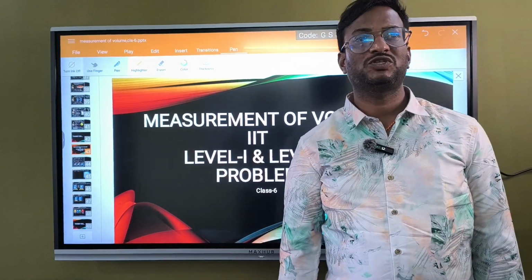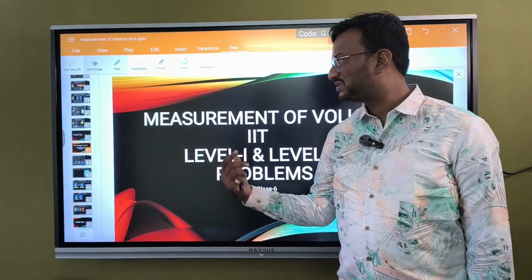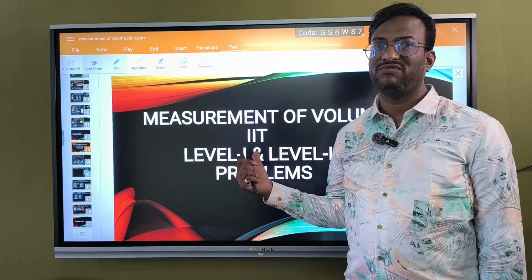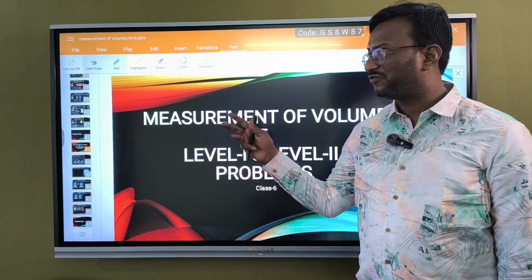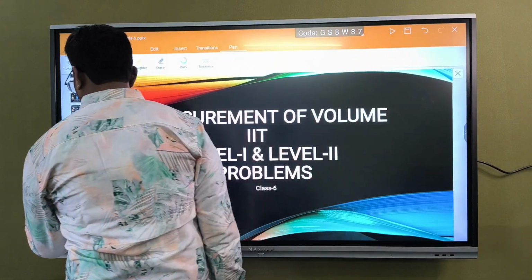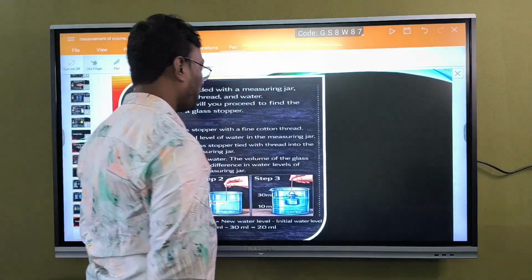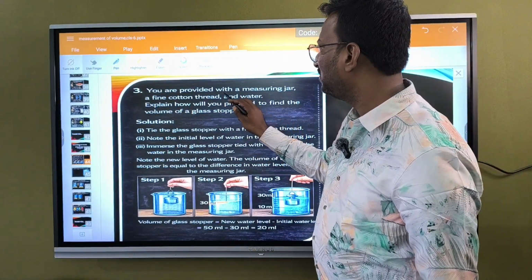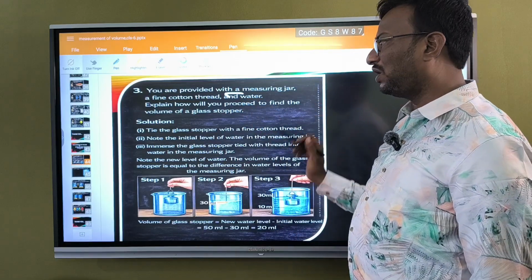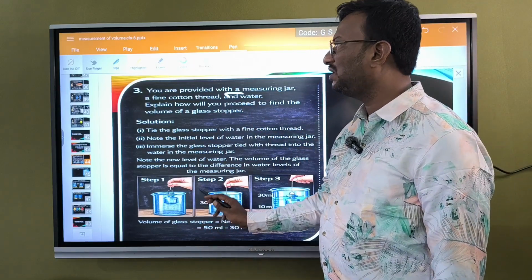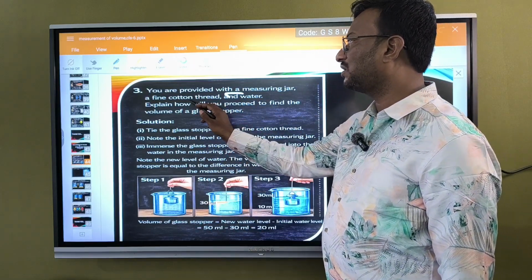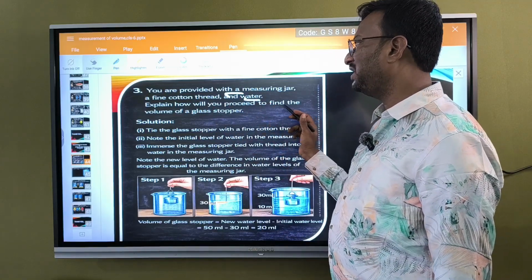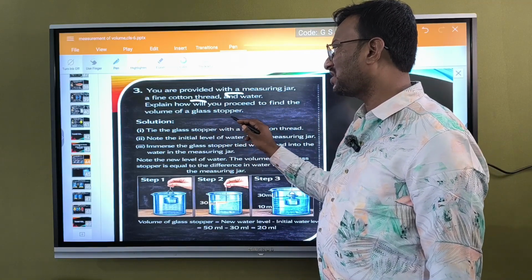Children, we shall try to solve some IIT problems in terms of the concept that we have learnt in terms of volume. We shall try to do a few problems. Now, we go for the first problem. You are provided with a measuring jar, a fine cotton thread and water. Explain how you will proceed to find the volume of a glass stopper.